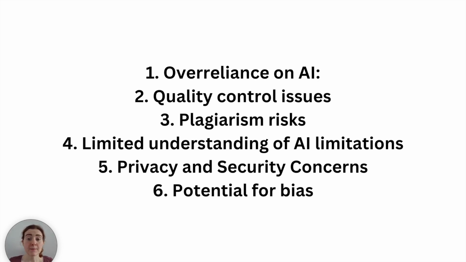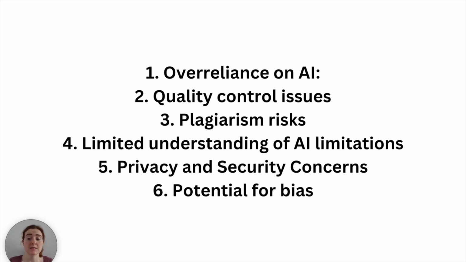Number 5 is privacy and security concerns. This is a topic that is a little bit difficult to understand. When you share your information with ChatGPT, there's no guarantee that it is secure and private, even if it's just your homework assignment, etc. There are some concerns in that area, and that is something that students must be aware of when they use an AI model.